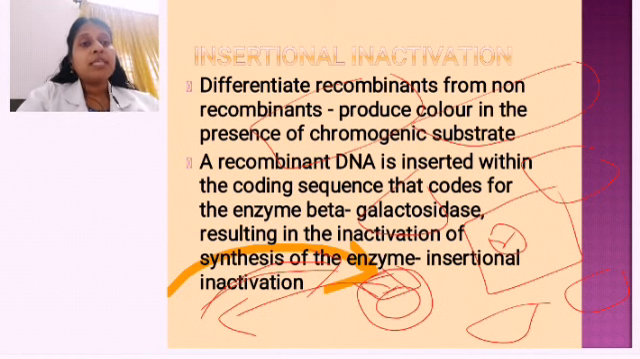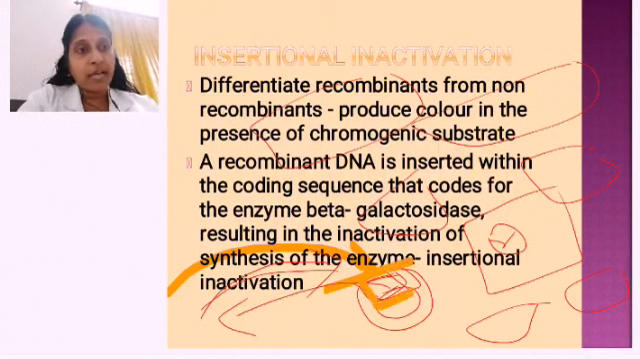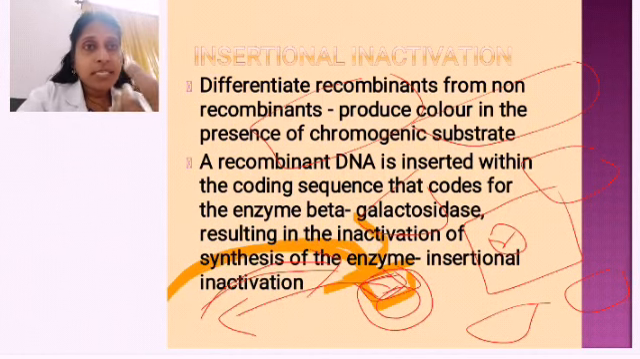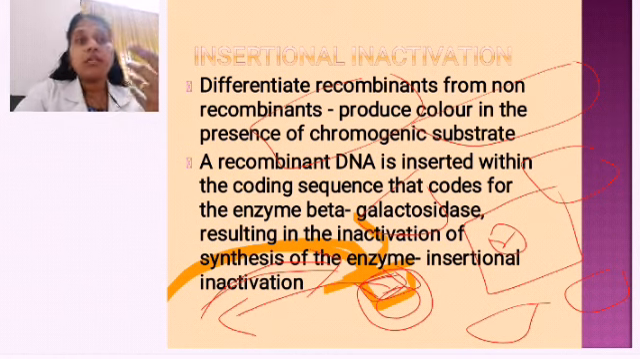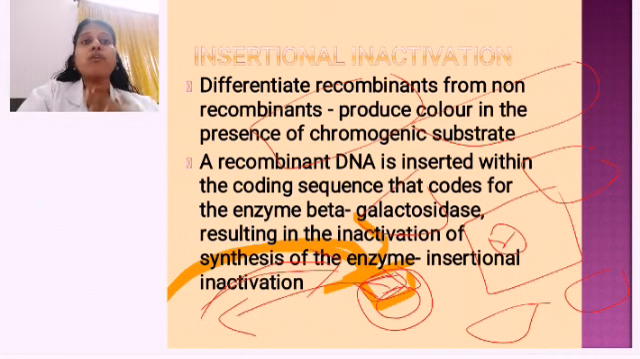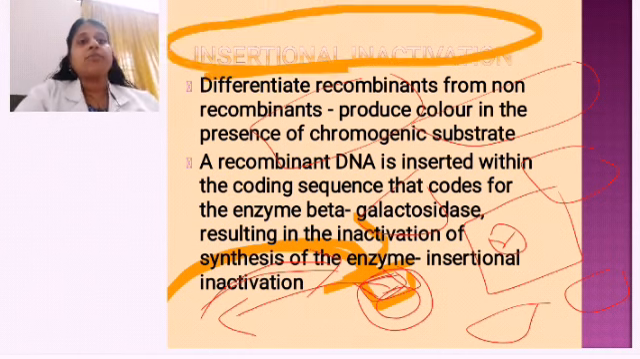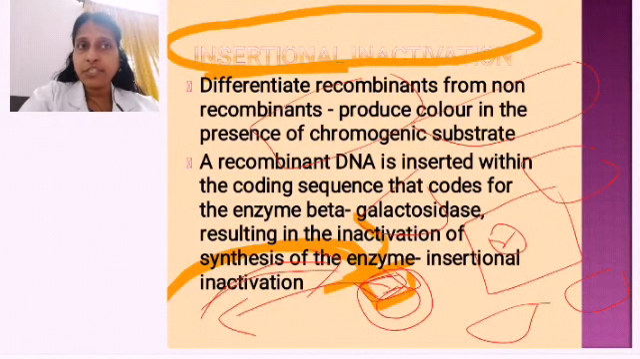Why? Because in that particular site only, I have introduced my foreign DNA. Now the beta galactosidase enzyme is not produced, so the blue color is not produced. If blue color is not produced, it means my foreign DNA is present there, and that is why it is not coding for the blue color. So like this, it is the insertional inactivation process. Why is it insertional inactivation?